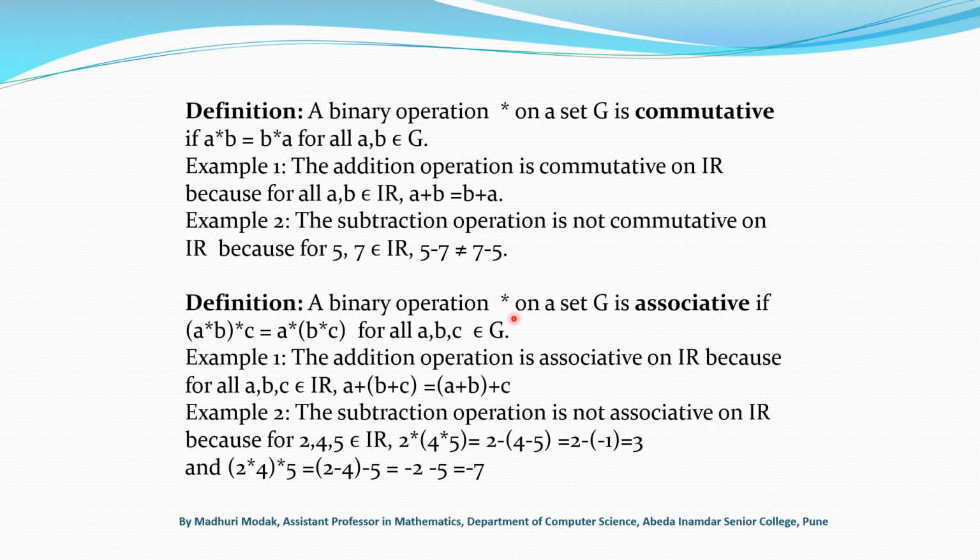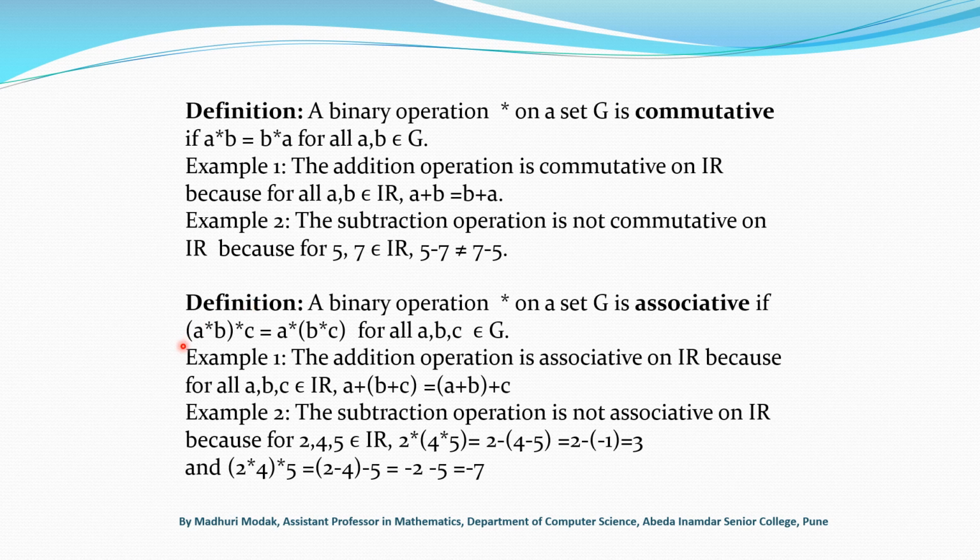Now, what is the associative property? A binary operation star on a set G is associative if (A star B) star C is equal to A star (B star C) for all A, B, C in G. So, whenever you have to show that a certain binary operation star is associative on set G, we have to take three general elements A, B, C. Then you can find the left hand side, that is (A star B) star C, first applying the definition of star to A and B, and then applying it to the answer with C. So that will be our left hand side.